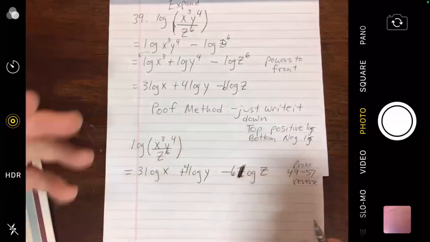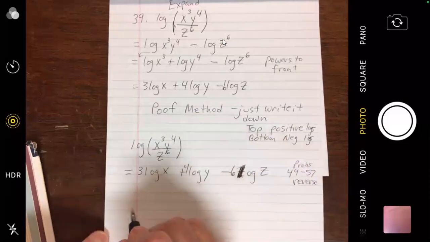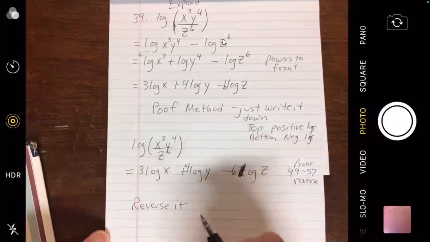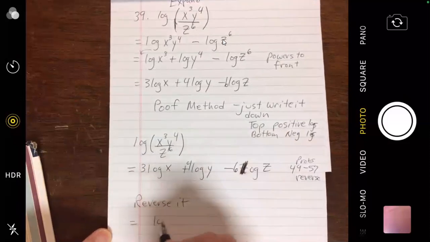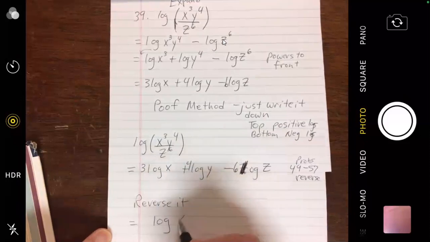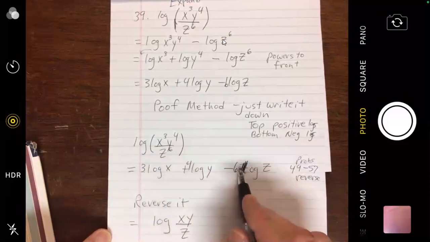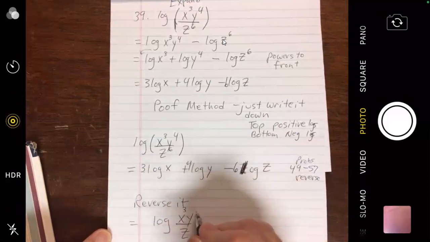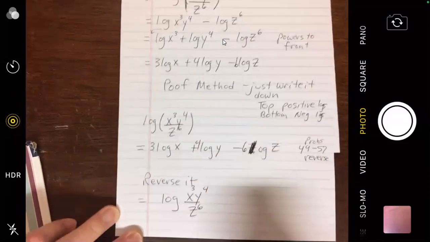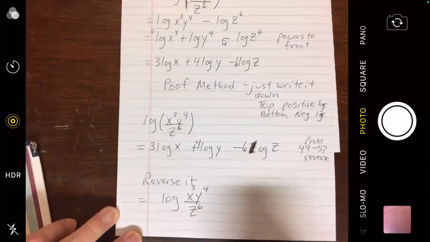So if you want to reverse it again, you form one log. Your x, y are positive, they go on top. Your z is negative, it's on bottom. Coefficients are powers. z to the 6. All right, so that's what they have you do starting at problem 49.